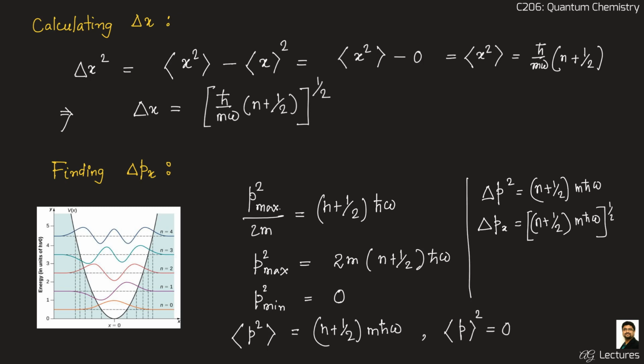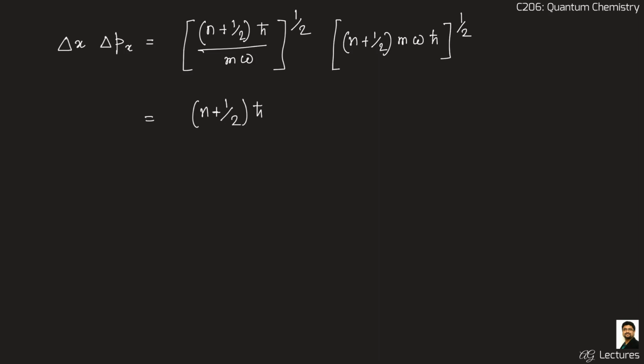So we have got delta x over here, and we have got delta px over here, and all we have to do is simply multiply them. Let's do that. I have just multiplied the delta x and delta px that we have obtained so far. This is delta x and this is delta px. I have just multiplied them, and we get n plus half h cross, because the m omega cancels.